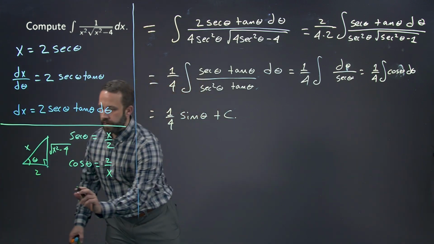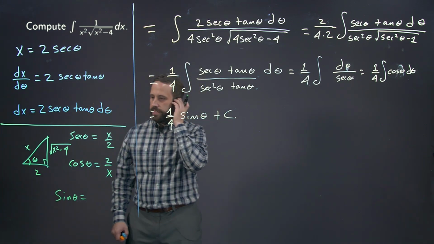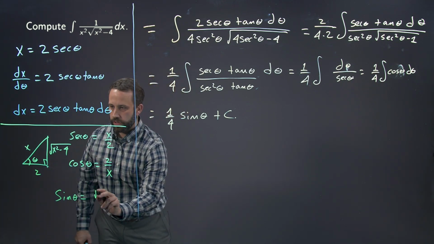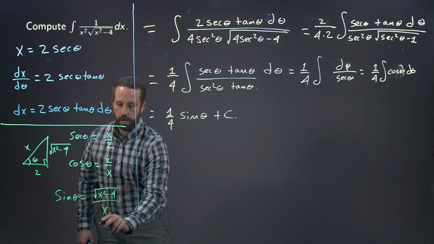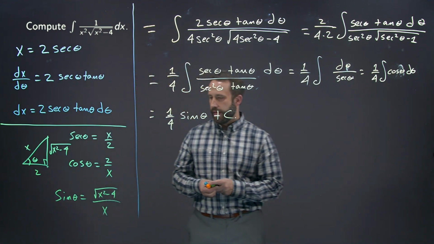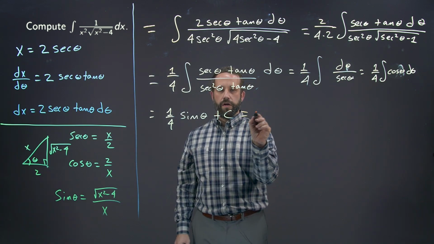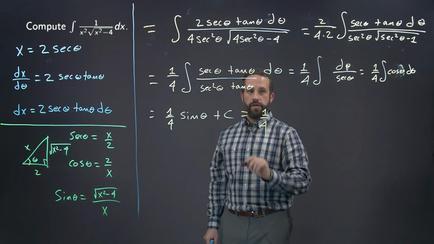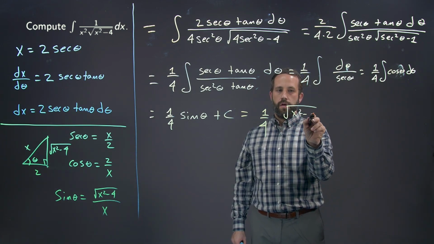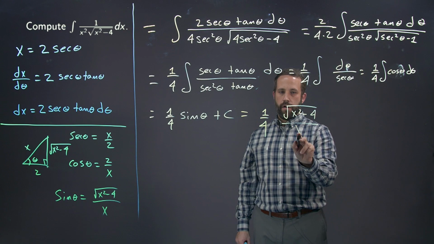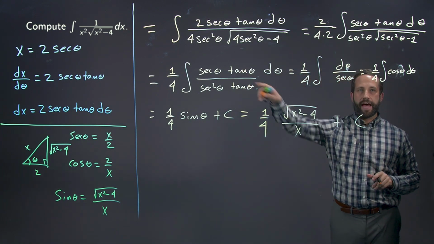So then sine theta is opposite over hypotenuse. So this is the square root of x squared minus 4 over x. And so if that's what sine theta is, then over here, this is equal to 1 quarter the square root of x squared minus 4 over x plus c, and that is the antiderivative of that function over there.